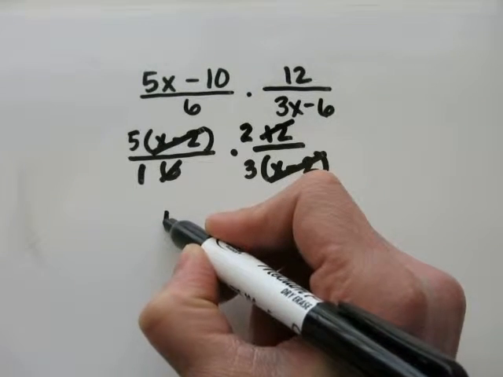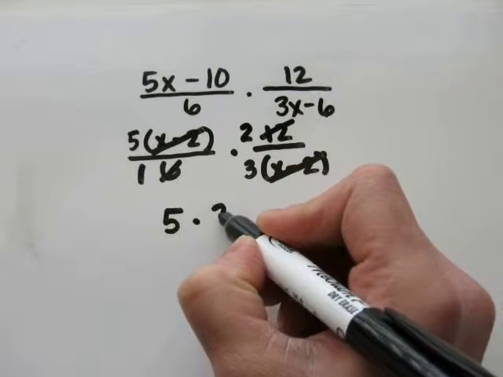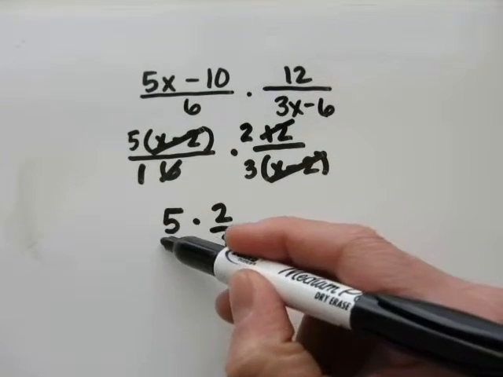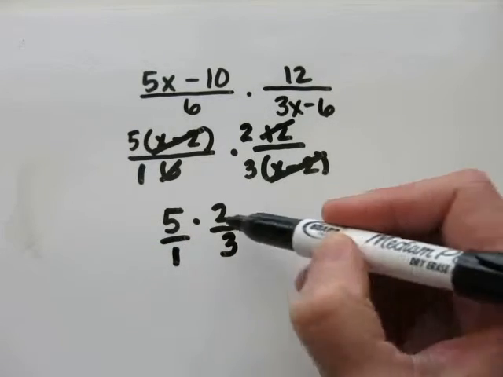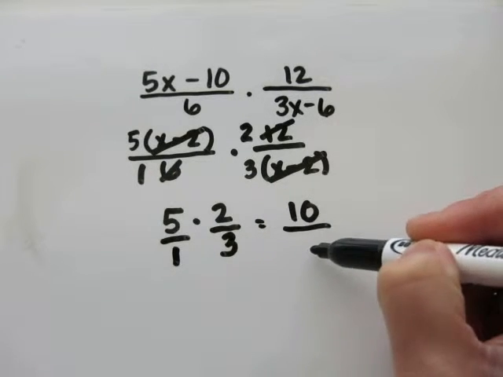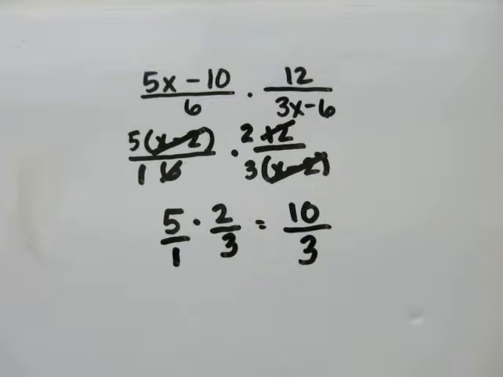So let's just rewrite what we're left with. 5 over 1 is 5, times 2 over 3. It's the same as 5 over 1. 5 times 2 is 10. 3 times 1 is 3. So your answer is 10 over 3. Looking at the multiple choice, 10 over 3 is letter B.